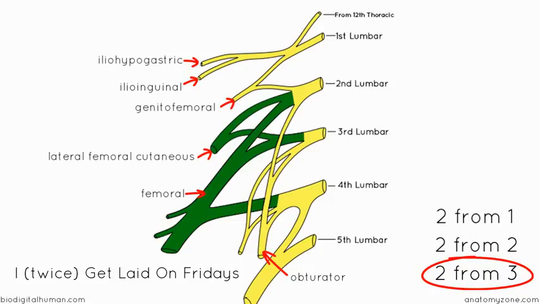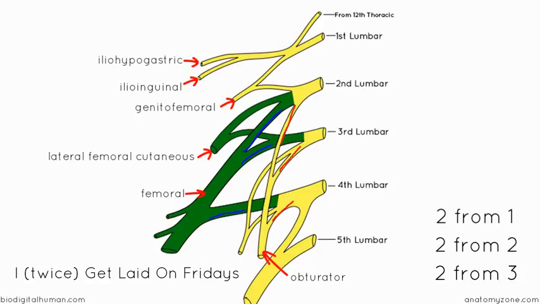So these are the principal large nerves, so they originate from the largest number of nerve roots, so 3 nerve roots. So you can see the obturator nerve here, and it originates from L2, L3 and L4. And as you can see, this is the femoral nerve here, and it also originates from the same roots, so it originates from L2, L3 and L4.